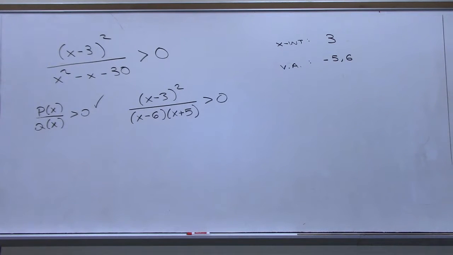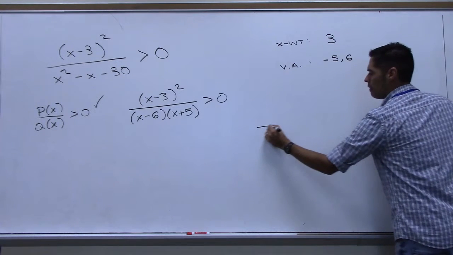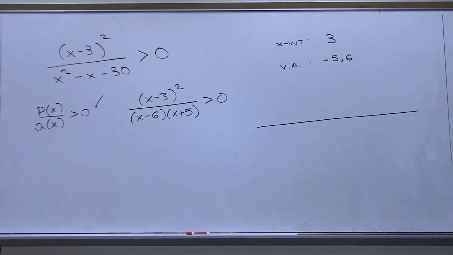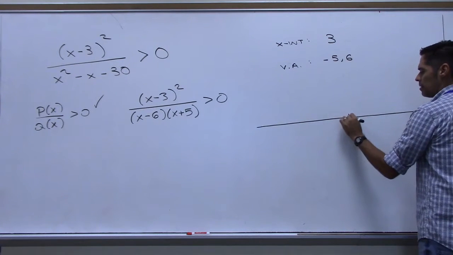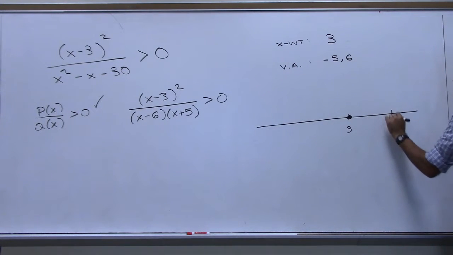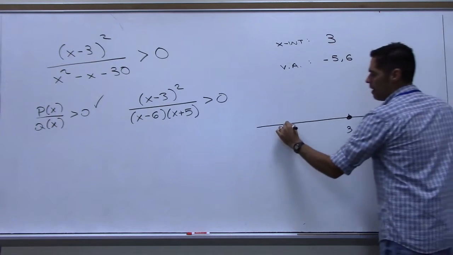How many test points am I going to have? I'm going to have 4 test points. So let's make sure we get these drawn out correctly here. 3 is an x-intercept. 6 is a vertical. And negative 5 is a vertical.